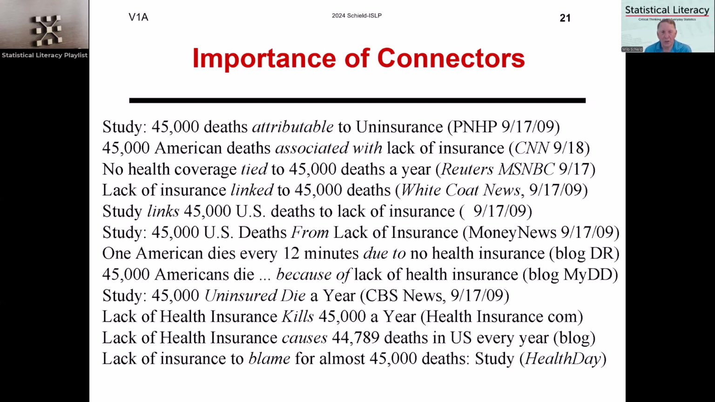Tied to, linked to, links, from, due to, because of, die. And then we hit the last three. Insurance kills. Now we're into action verbs. The second from the bottom, lack of health insurance causes. Now they're definitely asserting causation, whereas at the top, we're just saying it was associated. And the last one, lack of insurance to blame. Not only is it a cause, but it's blameworthy, morally irresponsible.